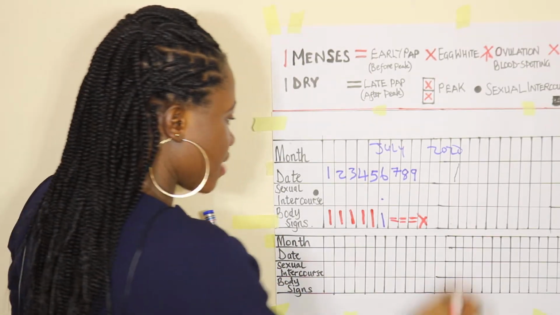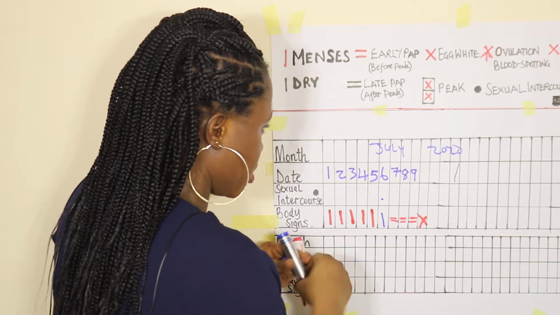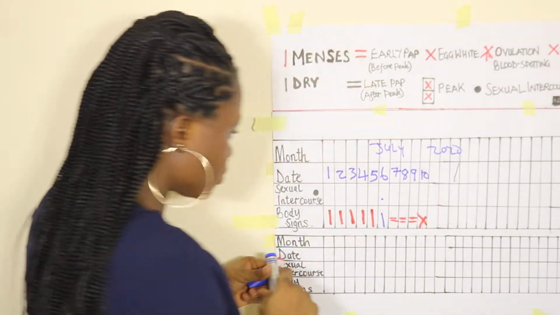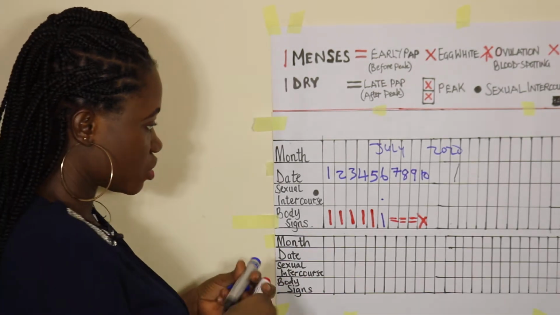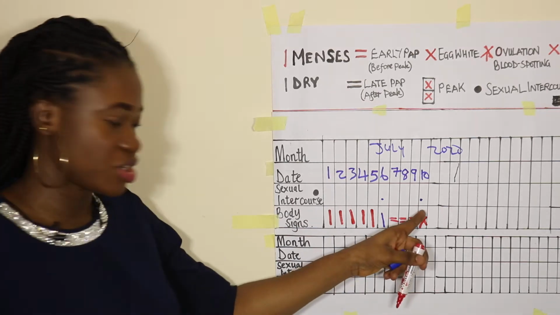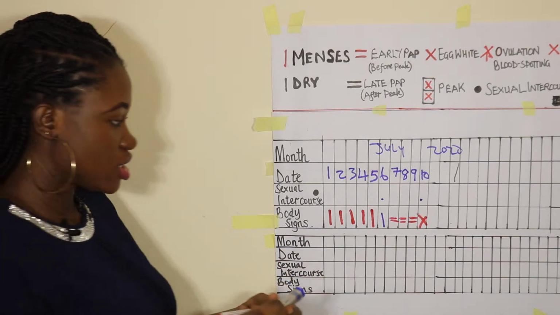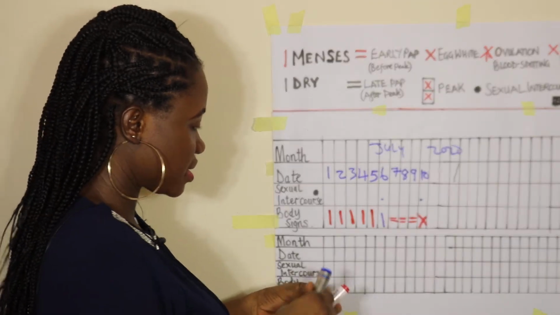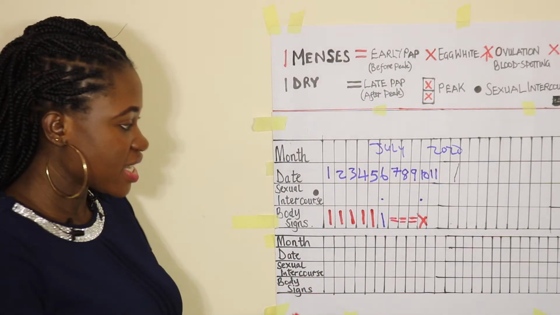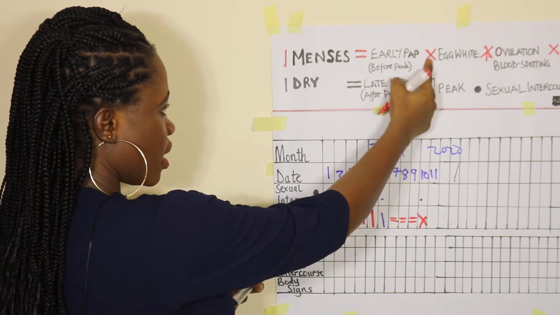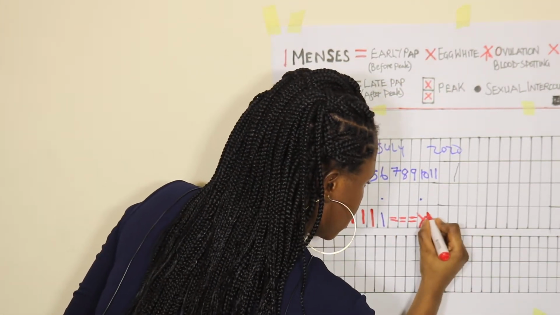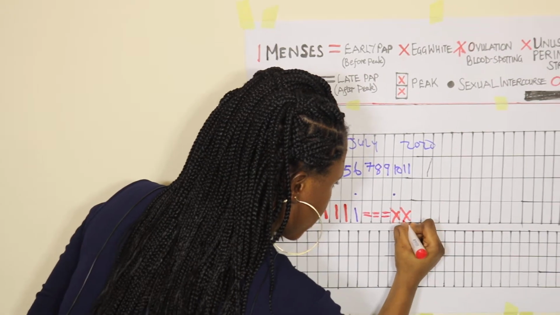So she now has sex on this day, being cycle day 10. 10th of July is her cycle day 10. So she had sexual intercourse with her husband on this day. So she marked it. And then she woke up the next day being cycle day 11, which is 11th of July. And then her egg white fertile mucus came out.